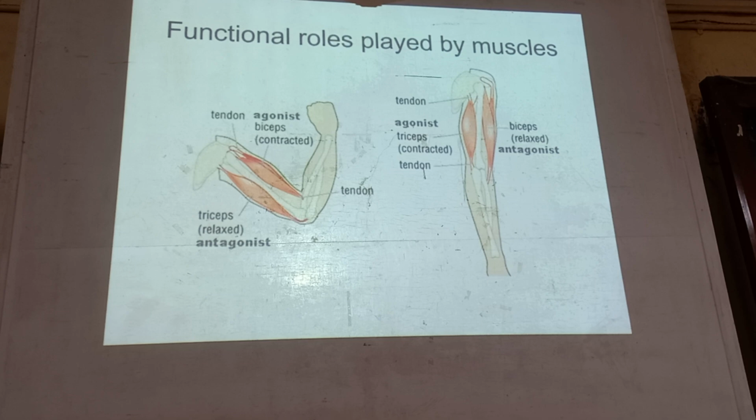Synergist is also sometimes called a partial antagonist. Synergy is also called partial antagonism, because one unwanted movement is cancelled, but the other unwanted movement is not cancelled. So, partial antagonist. Don't confuse, don't always say triceps is antagonist to biceps. First you have to ask, which movement are you talking about?